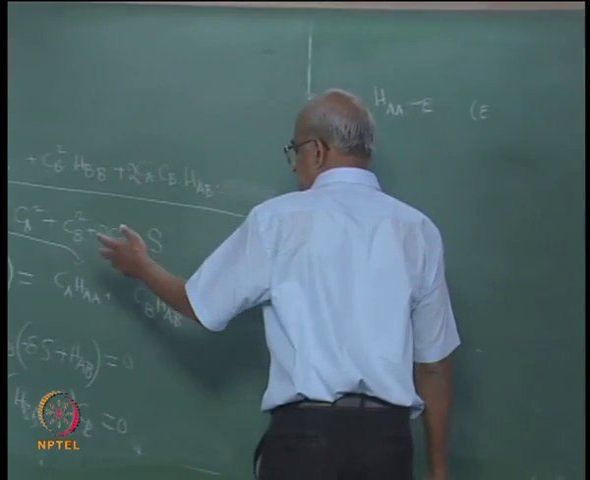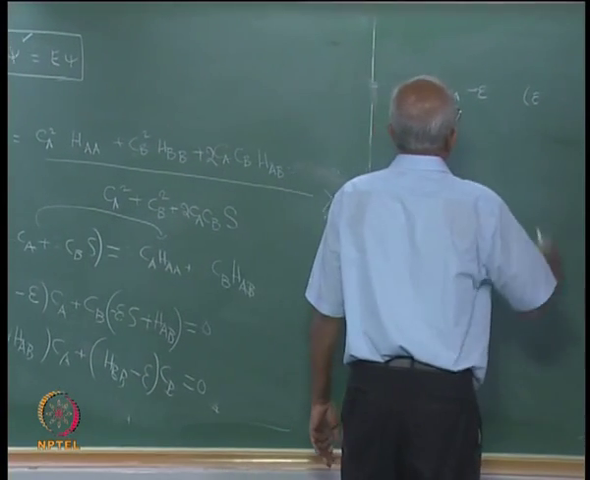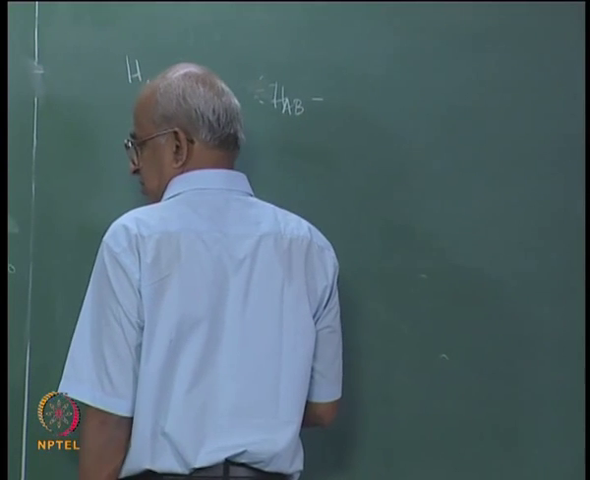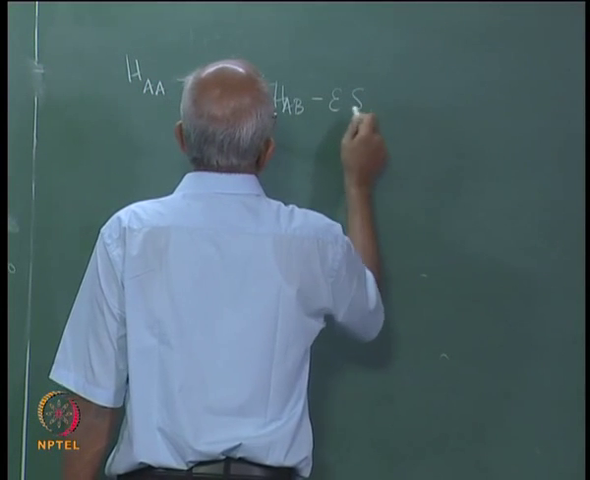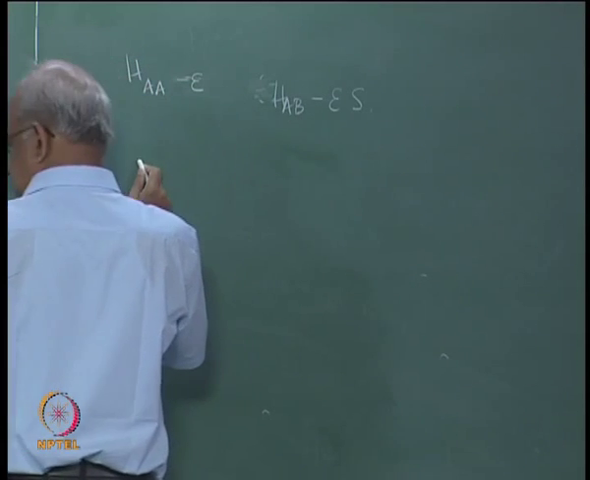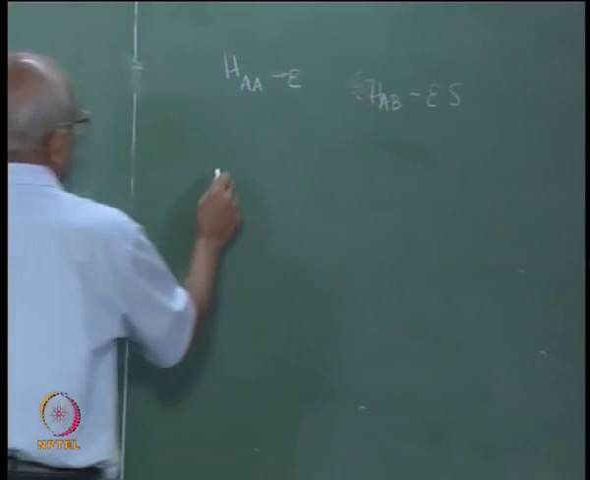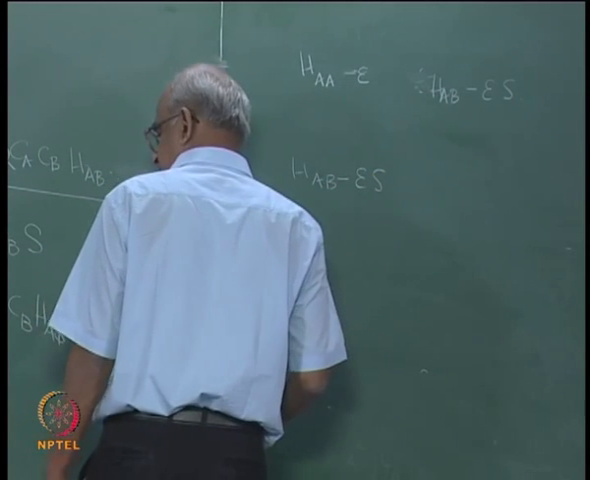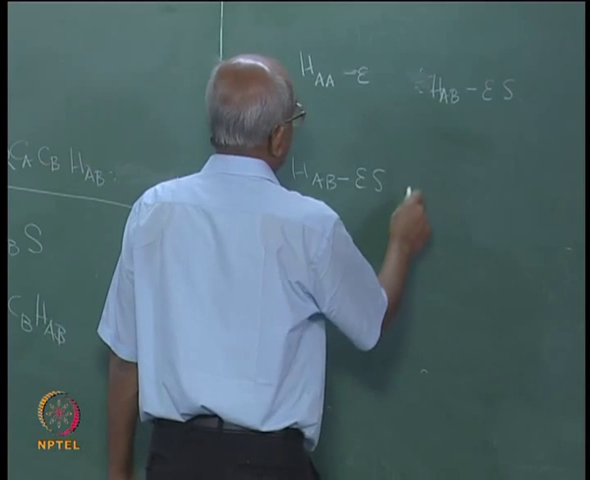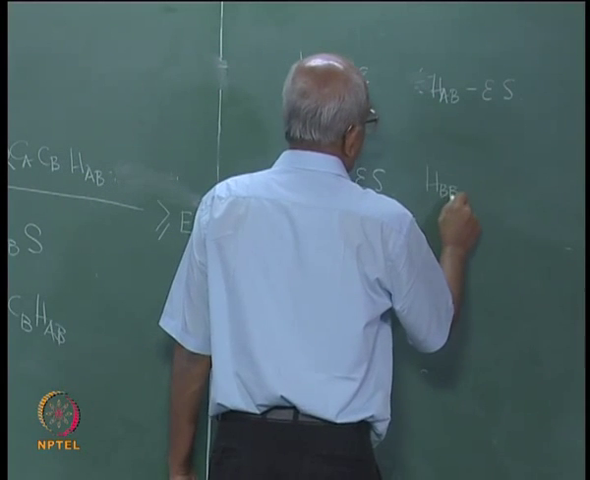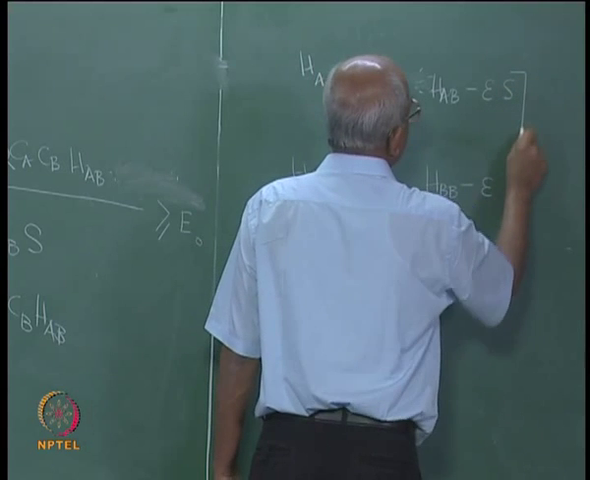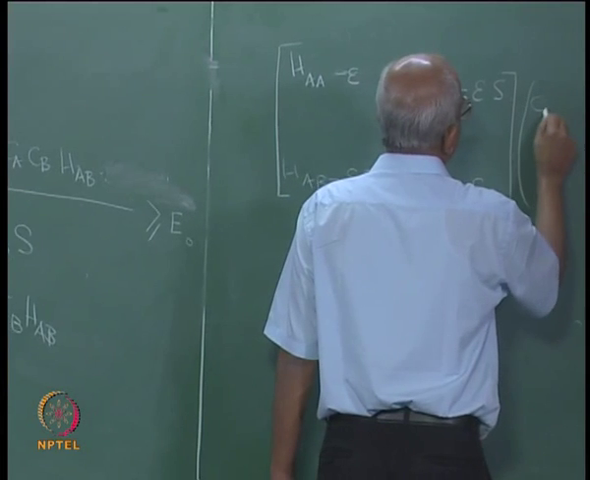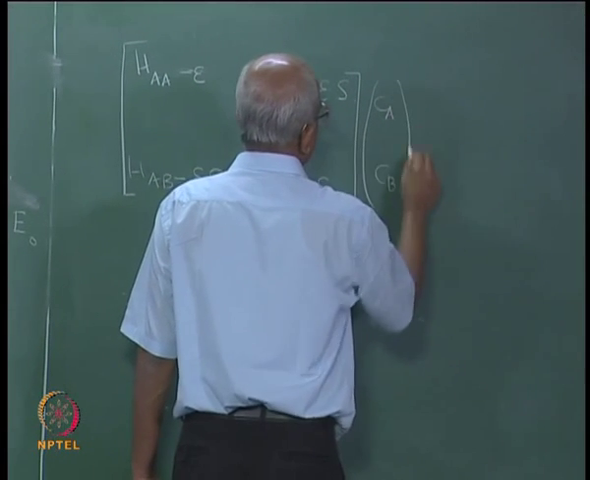So, I can say that this equation is going to be written as Hab minus script E into S, and what am I going to have here? The same kind of thing, Hab minus script E into S, and Hbb minus script E. Multiplying Ca, Cb must be equal to 0.